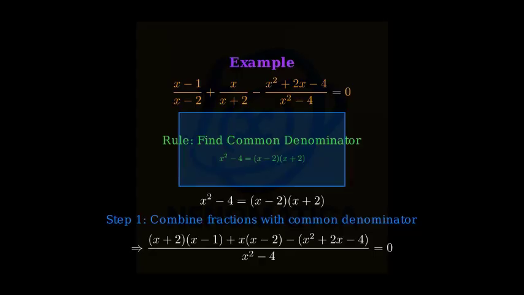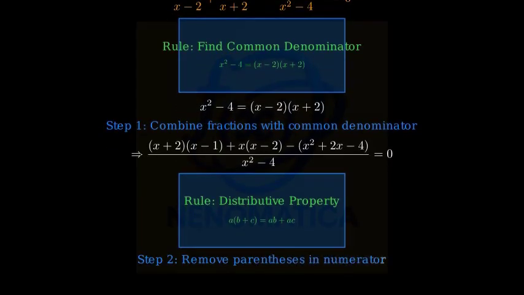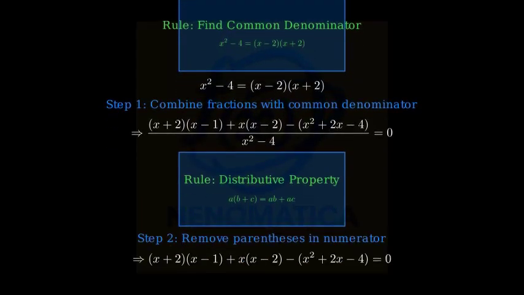Now we need to expand the numerator by removing the parentheses. We'll use the distributive property to multiply the terms. Let's calculate each part. x plus 2 times x minus 1 equals x squared plus x minus 2. x times x minus 2 equals x squared minus 2x. And we subtract x squared plus 2x minus 4. So our equation now looks like this.